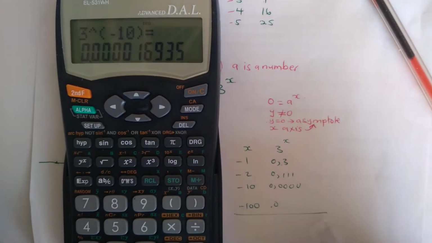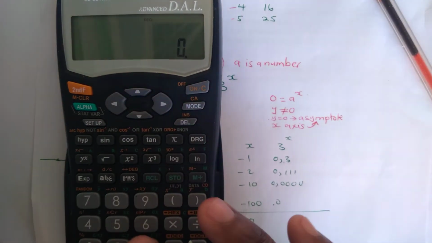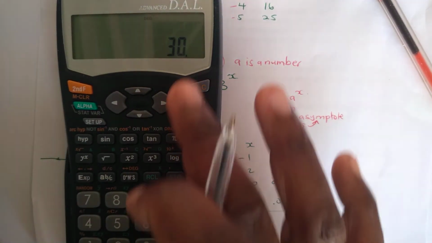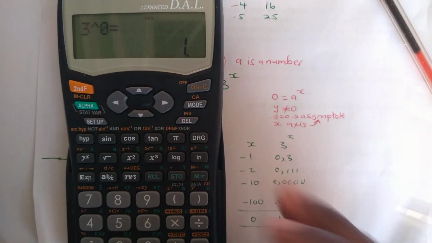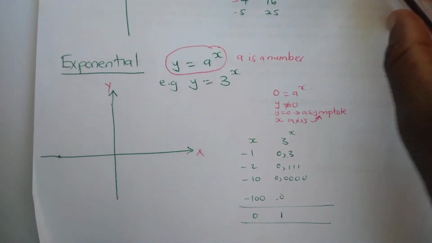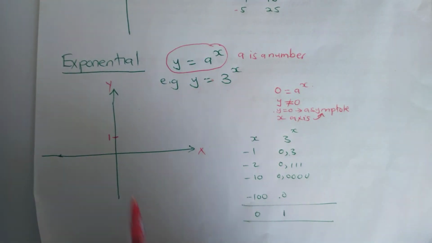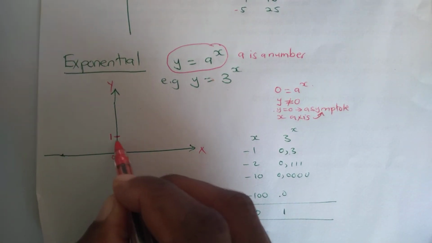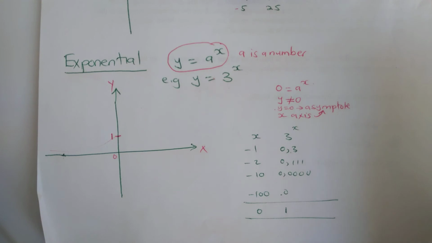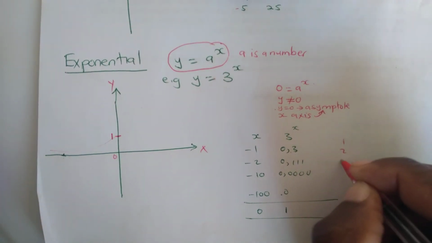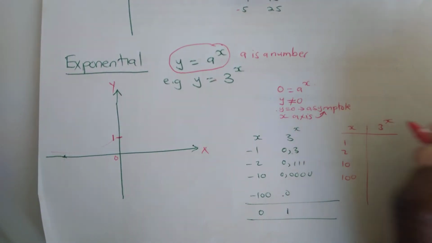Right. What if x is 0? If x is 0, then I'll get a 1. Let me show you. 3 to the power 0 is 1. So at this point I will have a 1 there because x is 0. But below, the values are dropping. What happens if the values are positive? Let me use 1, 2, 10, 100. This is x, this is 3 to the power x.